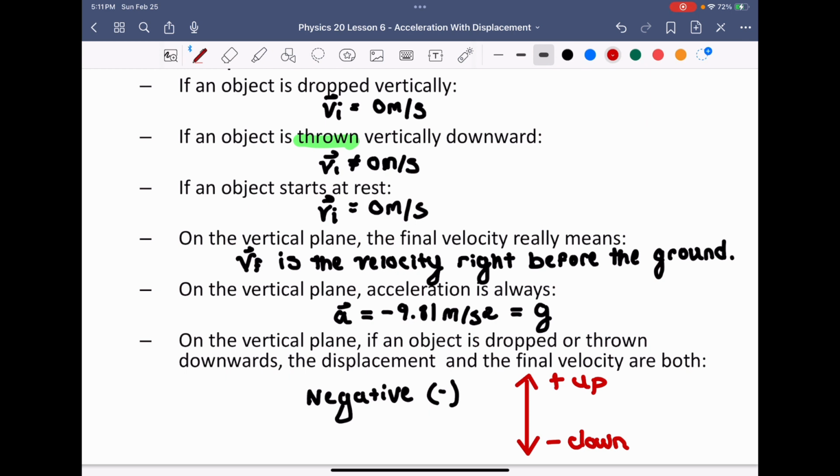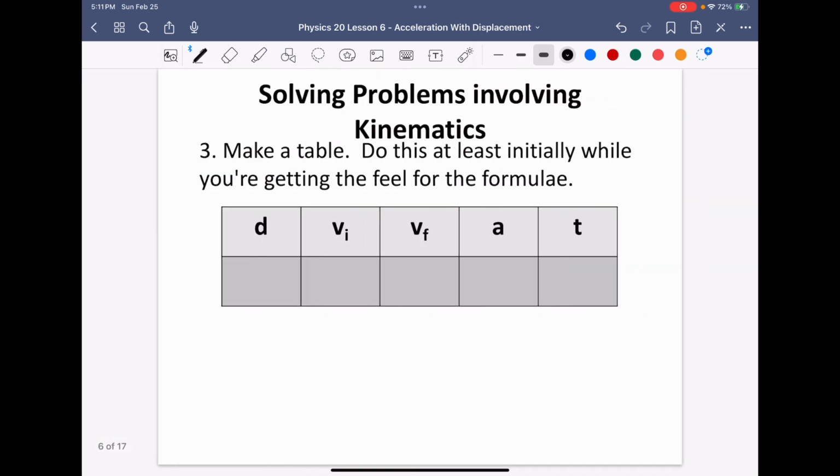So these assumptions are very critical for us because throughout the sentence, they might not say, oh, VI is 0, but they might be indicating that through the words they use. Or they might be talking about the acceleration of an object as it's going through the air, and you have to recognize it's always negative 9.81. Okay, now here's the table that you can use.